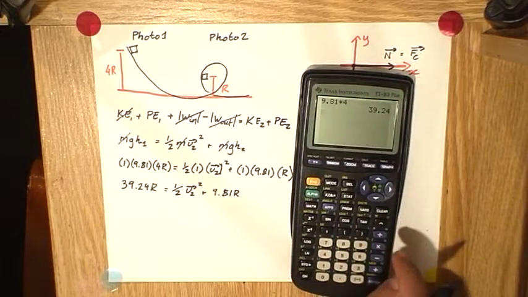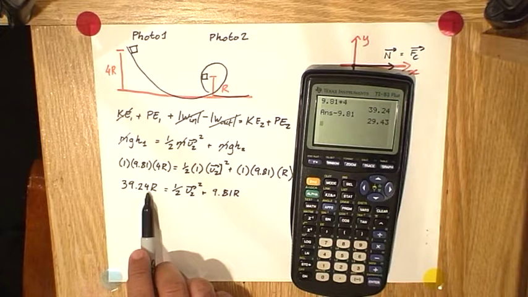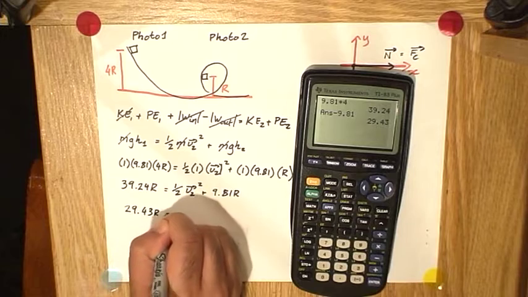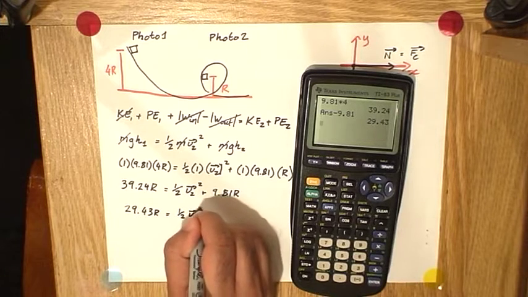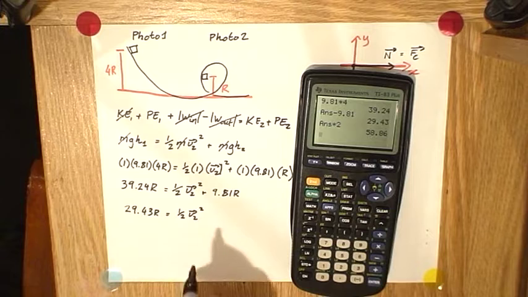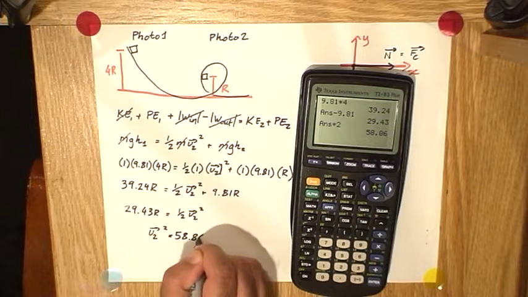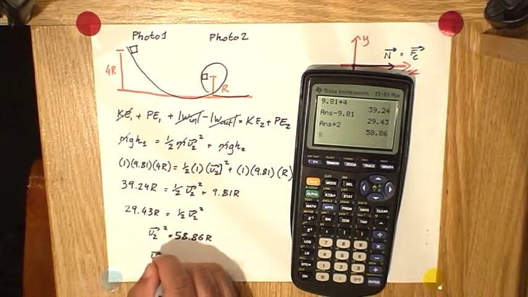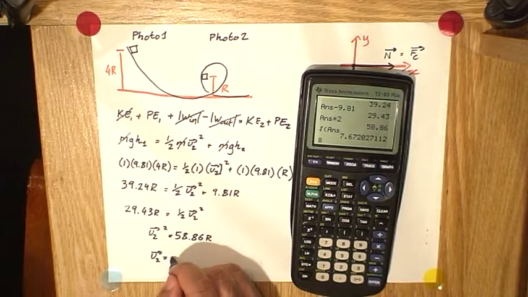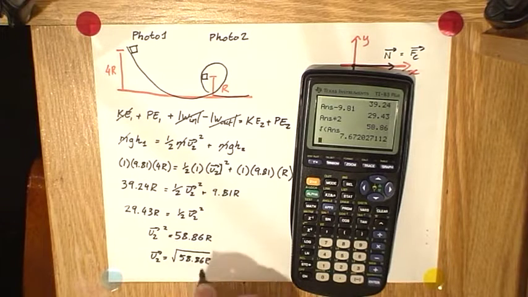Okay, 39.24 minus 9.81 gives us 29.43. So we can move this r term and subtract it from the other r term. That's going to give us 29.43r equals 1/2 v2 squared. Multiply both sides by 2, 58.86. That will clear the 1/2. So that gives us v2 squared equals 58.86 times r, and v2 is going to be the square root of that. So we could write that as the square root of 58.86r. That would be the simplest way to write it.